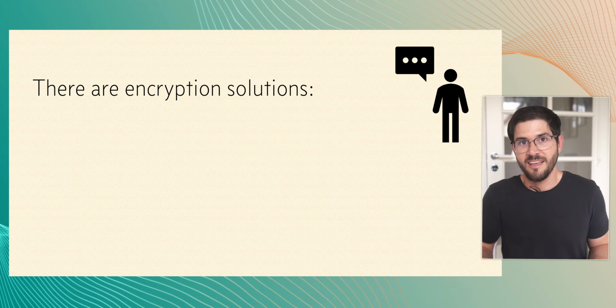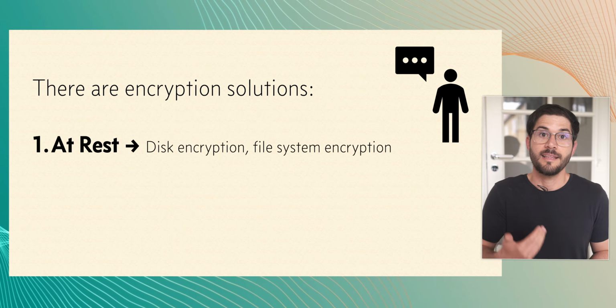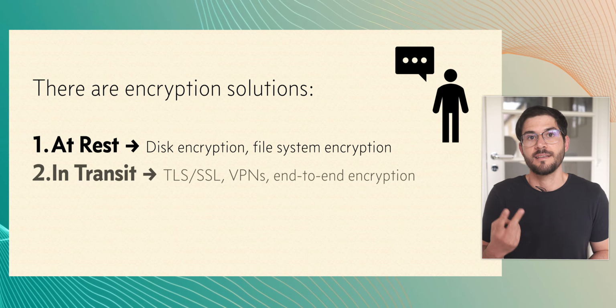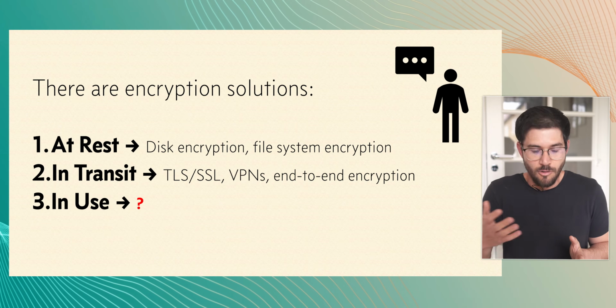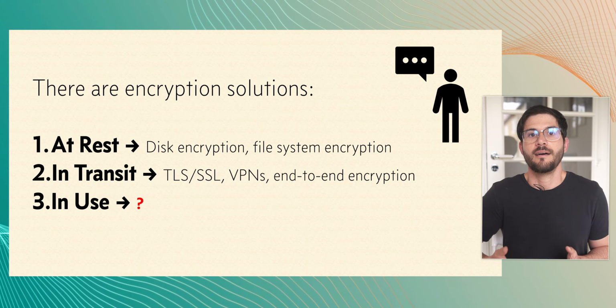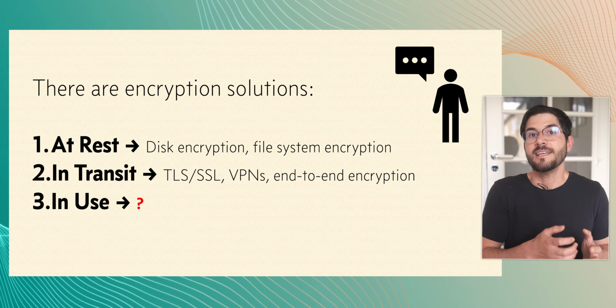And here's the thing. Today, we have robust solutions to encrypt the data for the first two states. But in use, when data is loaded into RAM and processed by CPUs or GPUs, then it is decrypted. And this is the Achilles heel of modern security. Cloud providers, insiders, attackers, or compromised CPUs can read your plain text data.